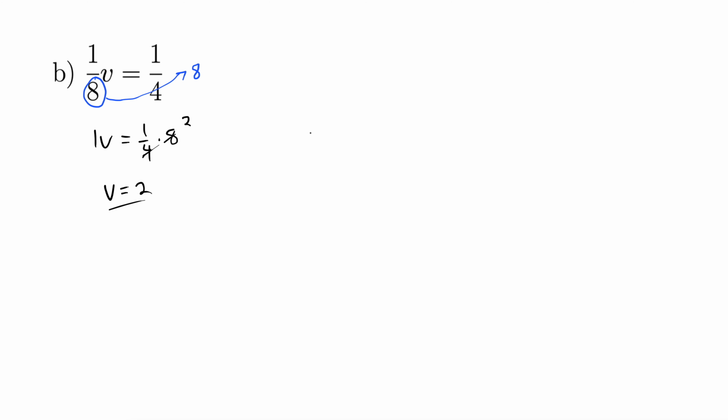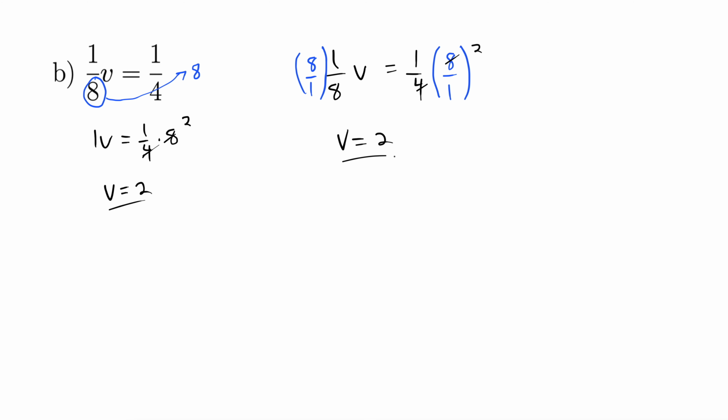A slightly different way to look at this. Really, both of these are 1 step, but you could look at this as 1/8 v equals 1/4, and then multiply by the reciprocal of 1/8. That would be 8 over 1. Everything on the left side cancels, leaving us with the v. Then over here we have 8 divided by 4. Those cancel, leaving a 2. So v equals 2. Same thing, of course.